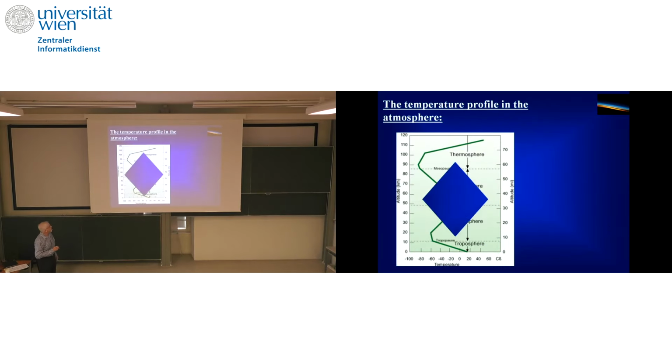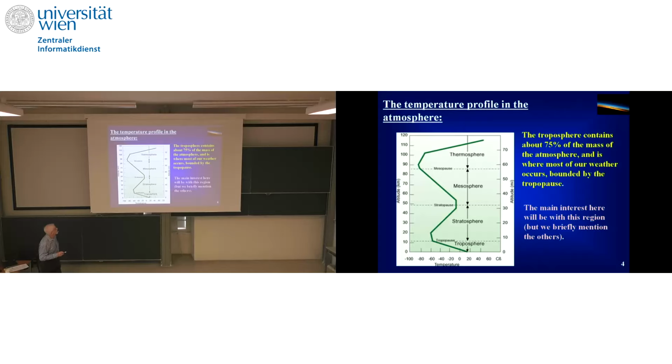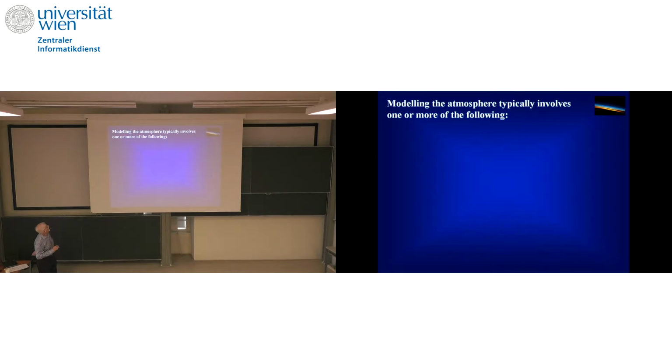Another picture that you'll be very familiar with, the temperature profile throughout the atmosphere, and again, we're going to be mainly dealing with the troposphere. That does contain about 75% of the mass of the atmosphere, and of course it's where most of our weather occurs. And it's bounded then by the tropopause. And as I said a few seconds ago, the main interest is going to be with the troposphere. It's that particular region that we're going to be interested in.